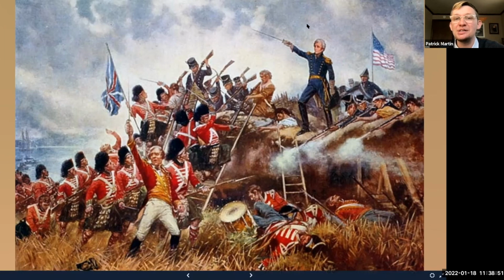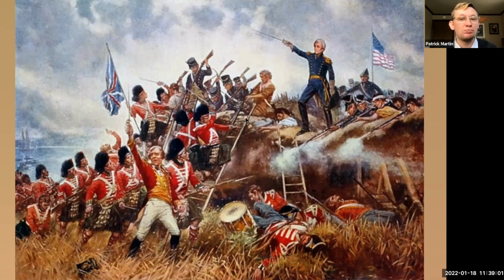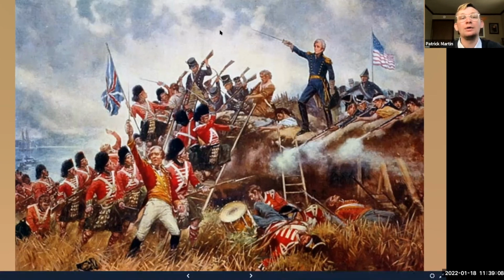So if you look closely, you can see that man just to the left of Andrew Jackson. He's wearing just a frontier frock coat, right? It would probably be made out of deer hide, which is going to be the most common in this area. It's just a very simple coat. And that's most of what they would be wearing.